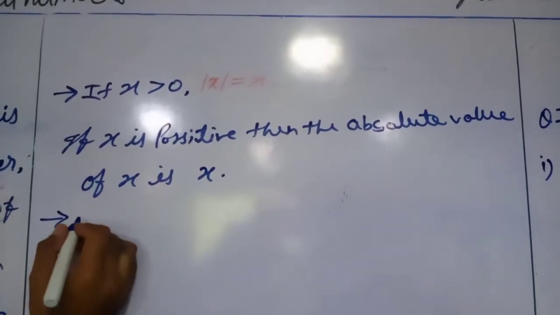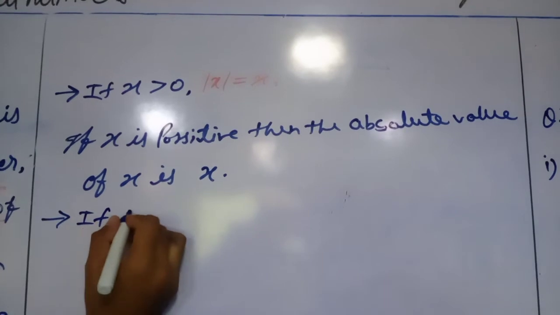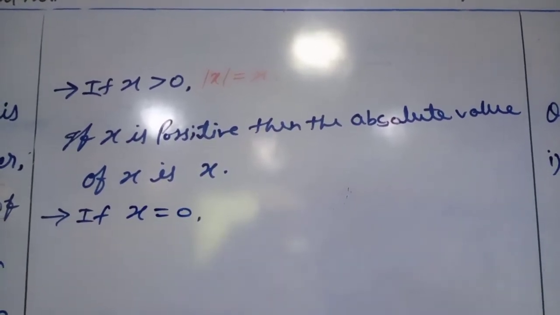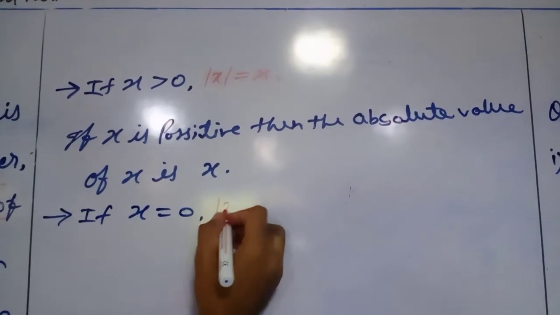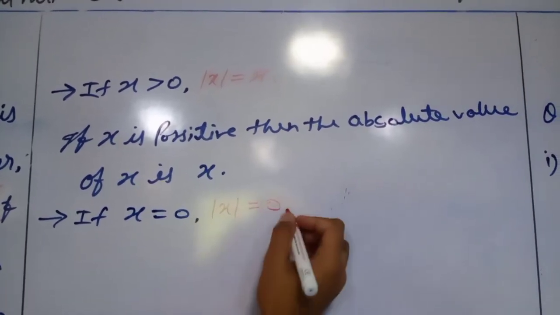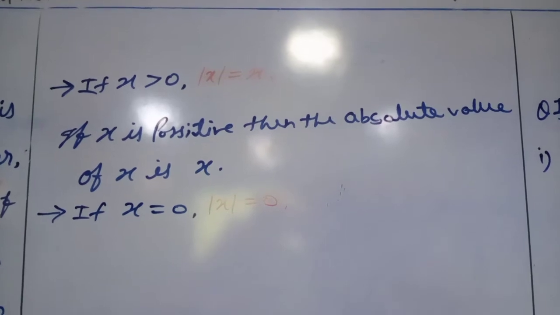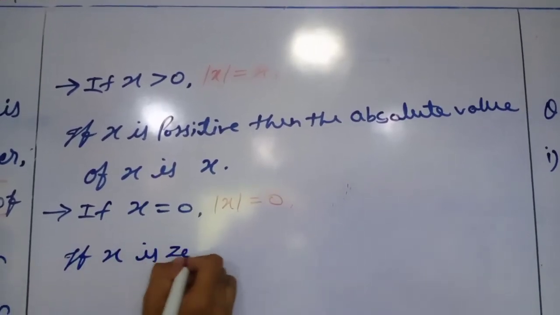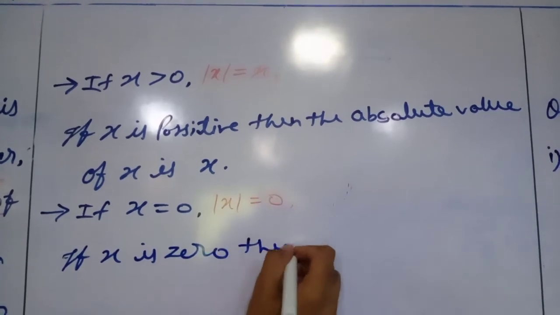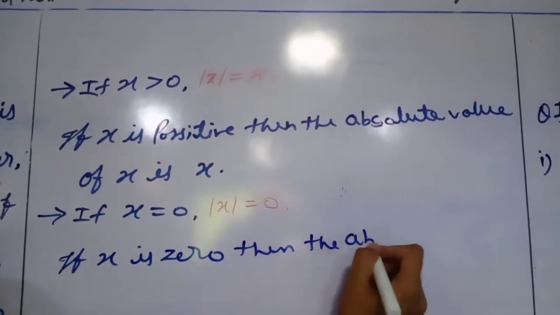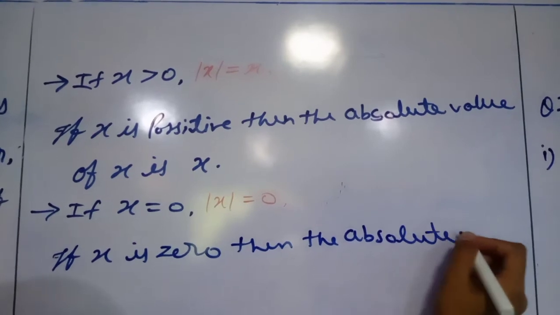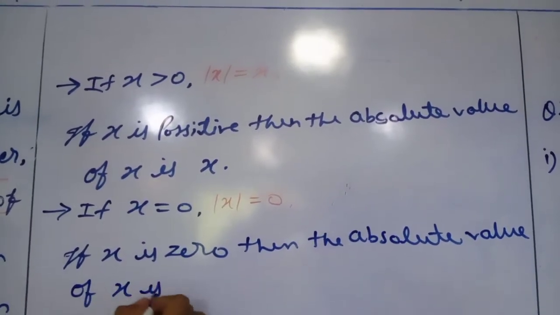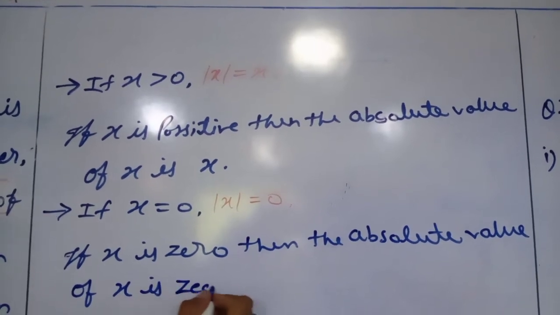Second one, if x is equal to 0, then the absolute value of x is equal to 0. How can we read it? If x is 0, then the absolute value of x is 0.